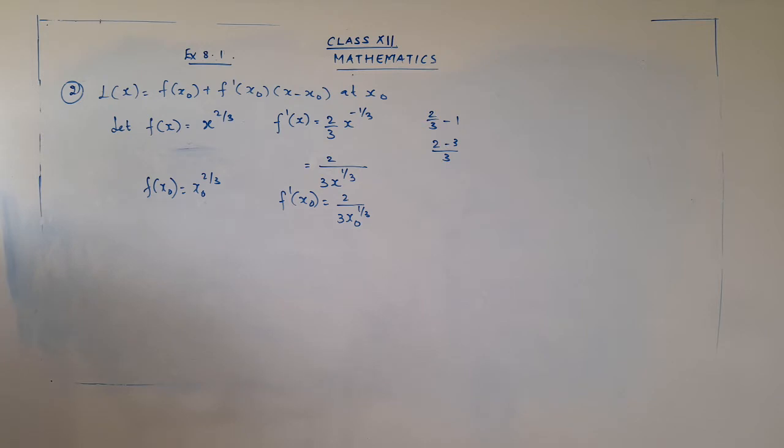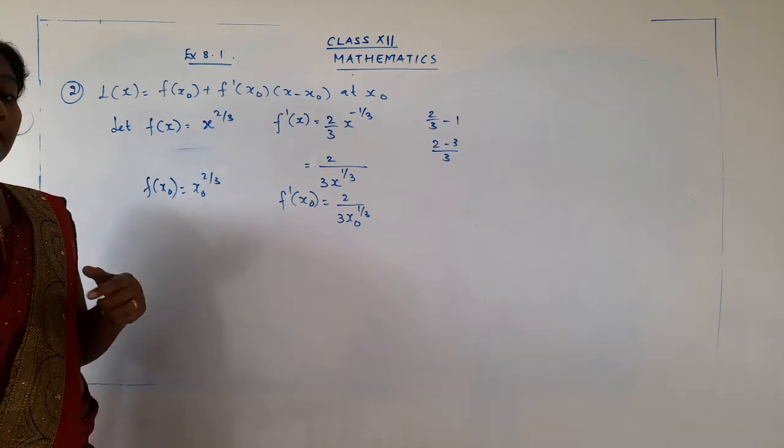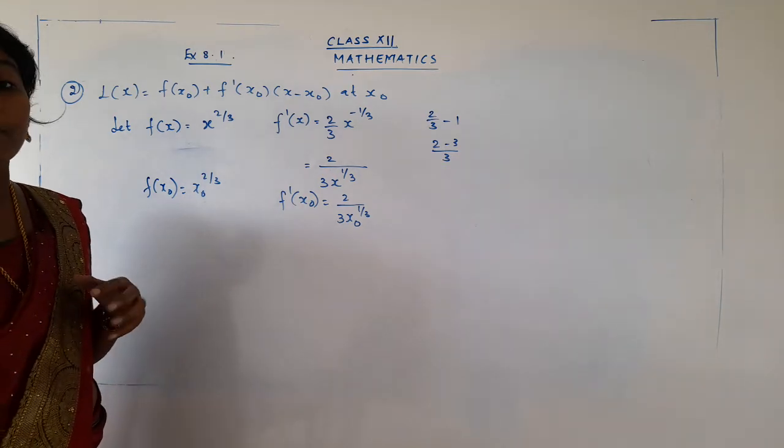Okay, done? I get f of x naught is x naught raised to 2 by 3, and f dash x naught is 2 upon 3 x naught raised to minus 1 by 3. Now I am going to take the value for x naught. In the first sum we took 27, and after finding the linear approximation using 27 we found the answer for 27.2.